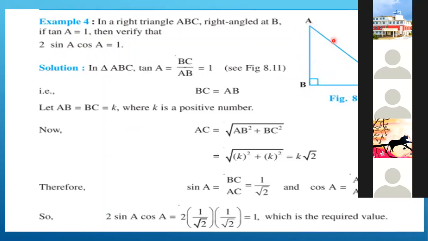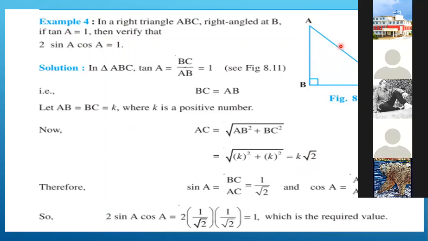So what is the AC value? 1 square plus 1 square, it is 2. So AC square is equal to 2. AC is equal to root 2 we are getting. Yes, ma'am. Here the AC value we are getting is root 2. Here they have taken a constant K. Even if you are not taking K, it's fine, children.